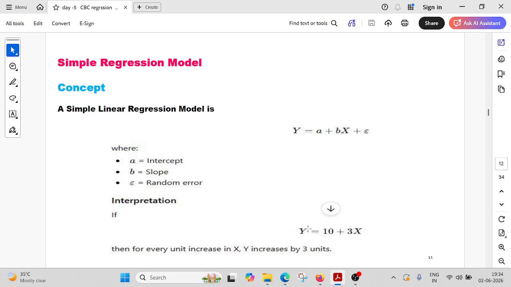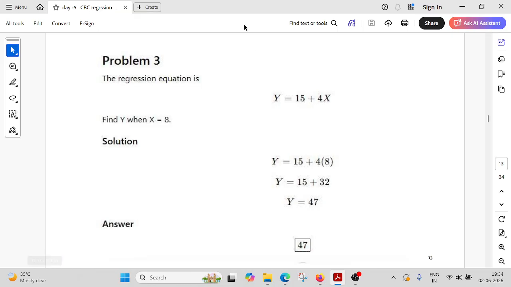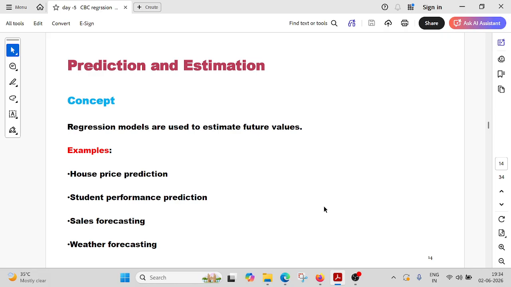Okay. So like that. Now taking the third problem, the regression equation they have given: y is equal to a value of 15 plus b value of 4, times x. Find y when x is equal to 8. This is a simple equation. What is the x value they have given? Substitute 8 and we get y is equal to 47. That's it.